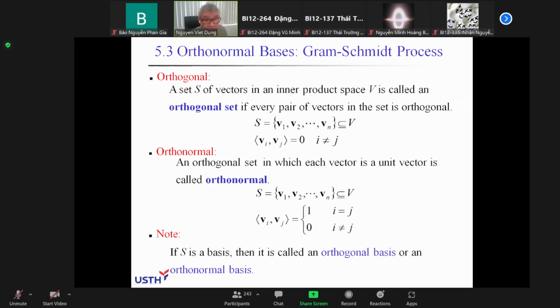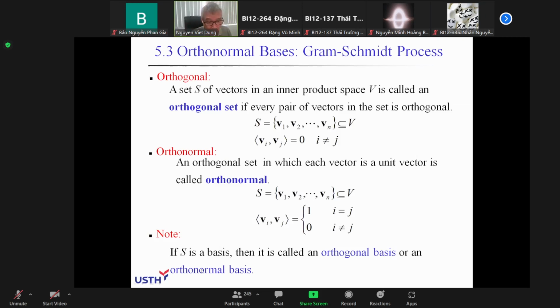Next, we study the notion of orthogonal and orthonormal set. A set of vectors S, V1, V2, ..., Vn inside inner product space V will be called an orthogonal set if we have inner product of Vi and Vj equal 0 for any i different from j. And if more than that, we require that every vector has length 1, then we have the name orthonormal set. In Vietnamese, the first one has the name trực giao and the second one has the name trực chuẩn.